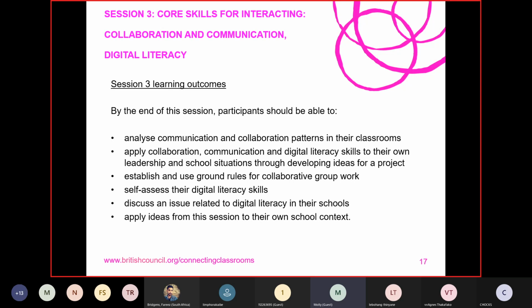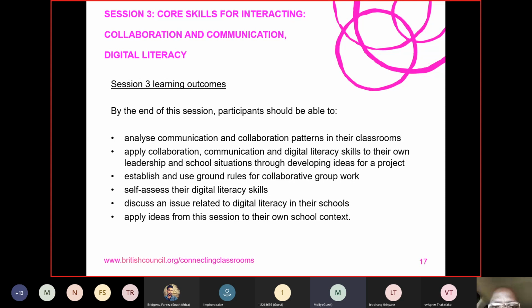So can I ask Rafiwe or Leslie, shall I ask Leslie to quickly read the outcomes so everybody has it in front of them and they know where we are going? So Leslie. Okay, thank you, Molly. Can I continue?